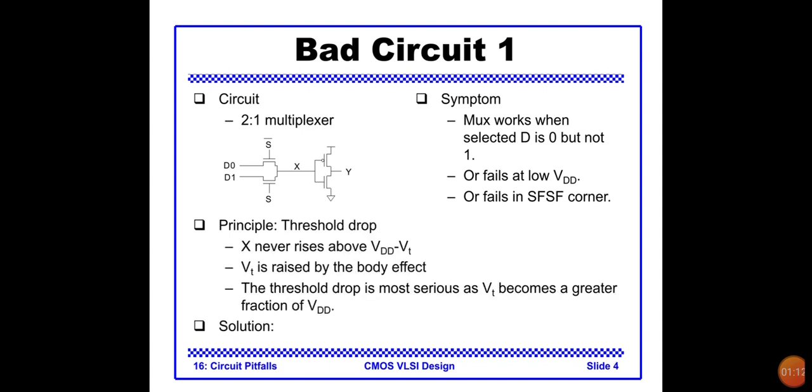The principle: threshold drop. X never rises above VDD minus VT. VT is raised by the body effect. The threshold drop is most serious as VT becomes a greater function of VDD.